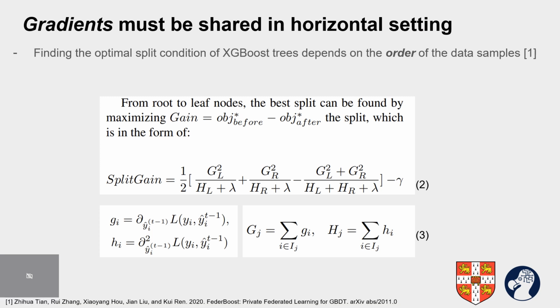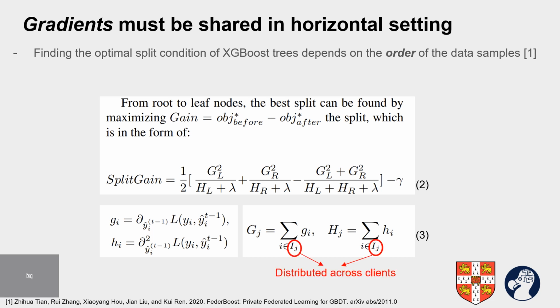So why is horizontal federated XGBoost harder? This is because finding the optimal split condition of a single tree depends on the order of the data samples, as we see in equation 2. We iterate the feature sets and partition the data samples into left and right according to the feature constraints. Therefore, as all clients share the same sample IDs in the vertical setting, the passive parties only need to send the order of the data samples to the active party without revealing the actual values of the gradients and hessians.